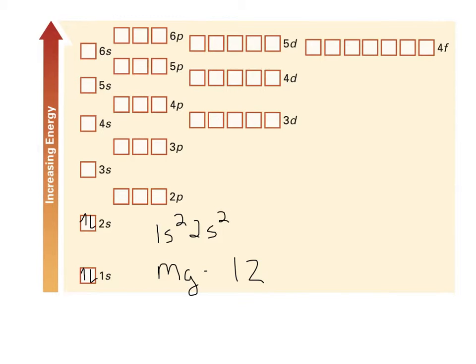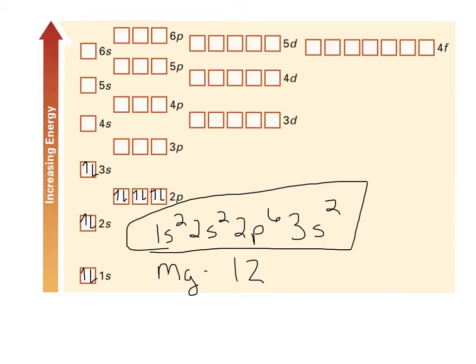Okay, now we're up to the 2p level. So this is 5, 6, 7. Notice we always fill those empty beds first. Then 8, 9, 10. All right, so that would be 2p6. And then that's 10 altogether. We need 2 more. So here's 11, 12, and that would be 3s2. So this is what we're talking about. This would be my electron configuration for magnesium. And that's a pretty easy one. The lower level ones are pretty simple.